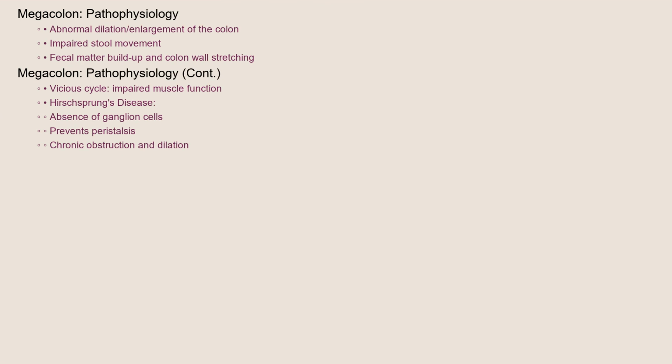Now, let's discuss the pathophysiology. In essence, megacolon involves abnormal dilation or enlargement of the colon. This dilation disrupts the colon's ability to effectively move stool, leading to a build-up of fecal matter. This build-up stretches the colon walls, further impairing muscle function and creating a vicious cycle. In cases like Hirschsprung's disease, the absence of ganglion cells prevents peristalsis, the wave-like muscle contractions that propel stool, leading to chronic obstruction and dilation of the colon proximal to the affected segment.